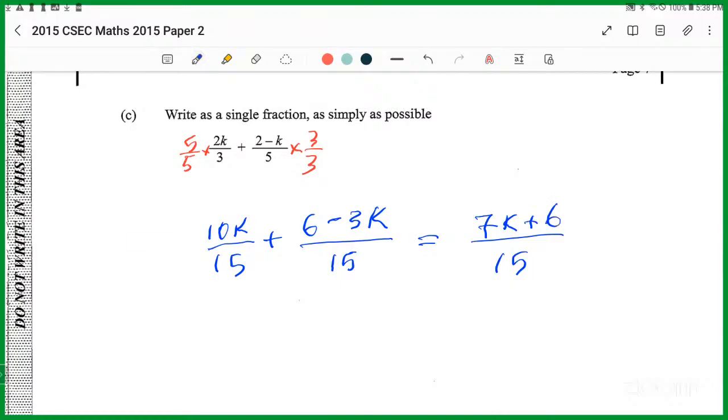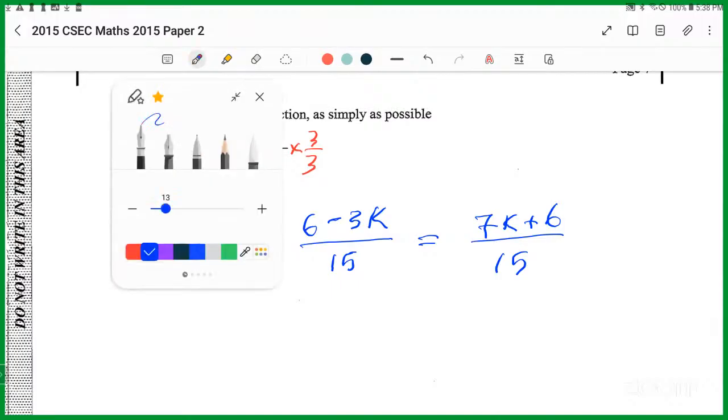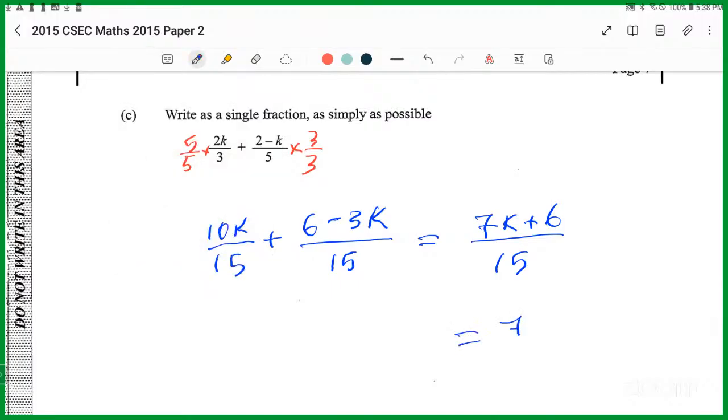You cannot now, for example, divide this by 3 and put 5 and divide this by 3 and put 2. No, you cannot do that. If you're going to do that, you have to be able to divide everything on the numerator. The two terms on the numerator would have to be divisible by the same constant. So you have to leave your answer like this. You cannot simplify it any further unless you're going to write out separate terms and put 7k over 15 plus 6 over 15.